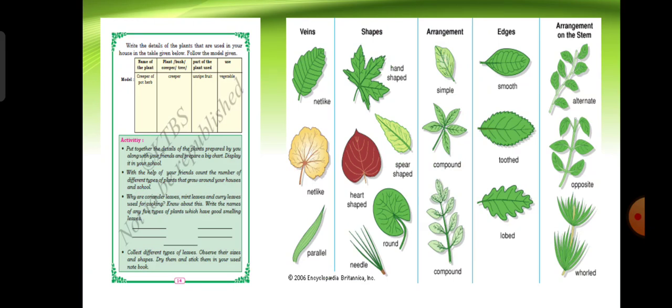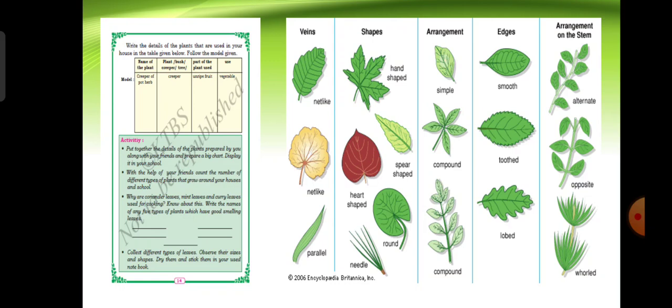Okay, so with the help of your friends, count the number of different types of plants that grow around your houses and school. And why are coriander leaves, mint leaves and curry leaves used for cooking? So go and ask mummy, why are you using all these things in the cooking? Like that you should ask.